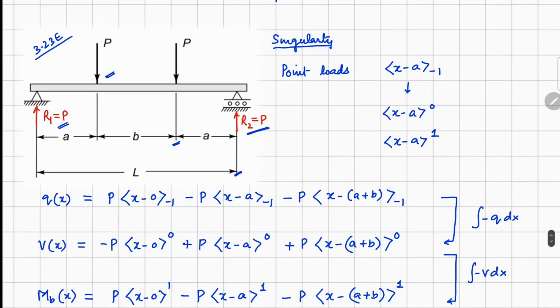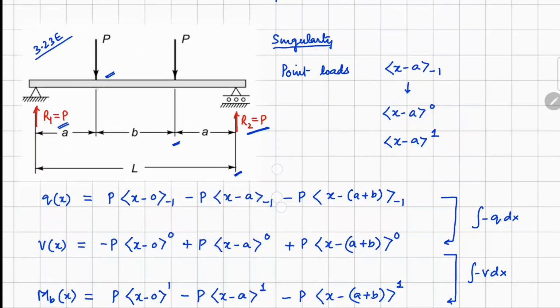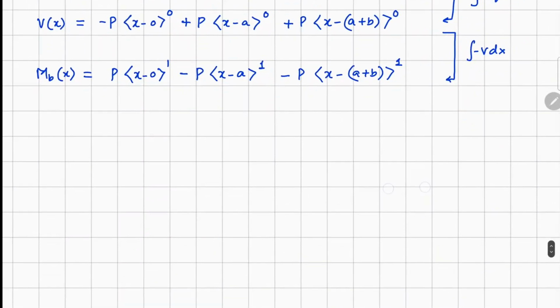Now for this beam we have three segments that we need to analyze: S1, S2 and S3. The first is x less than or equal to a, the second is from a to x less than a plus b, and the third is a plus b to x less than L. So let's write these three segments. In segment 1 we only have x minus 0 giving a positive value, meaning x minus 0 will be positive.